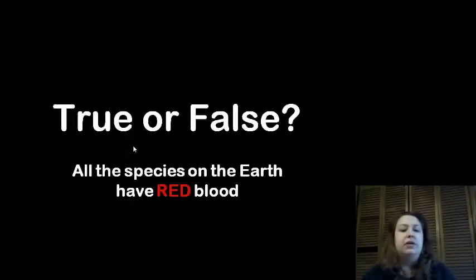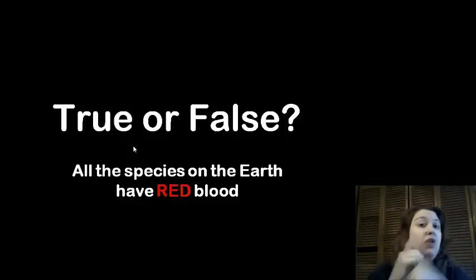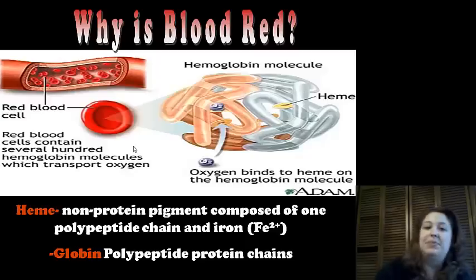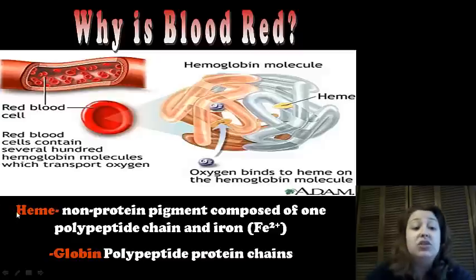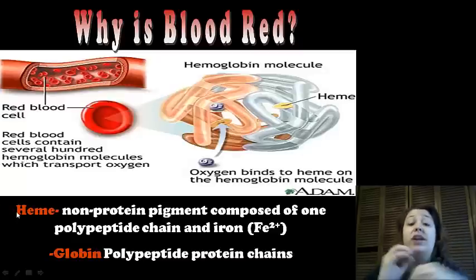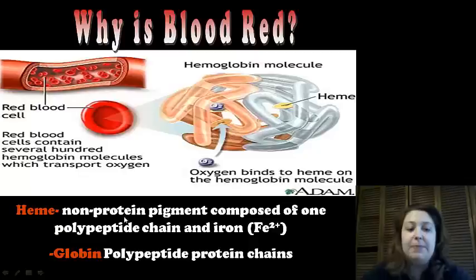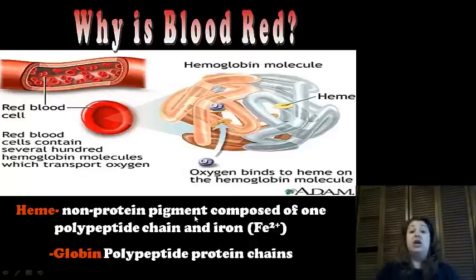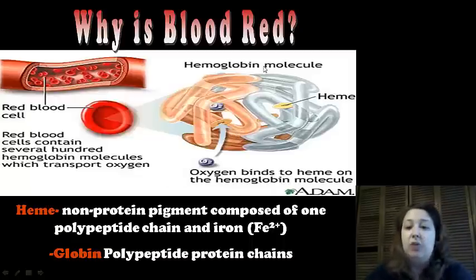True or false? All species on Earth have red blood. Well, if we're comparing whether it's red or blue, we know that red is always the correct way to go. Why is the blood red? It is due to the hemoglobin that is found on the red blood cells. Heme is a non-protein pigment composed of iron, and globin is a polypeptide chain. The iron helps give that redness to it. So again, it's the hemoglobin on the red blood cells that gives it its red color.